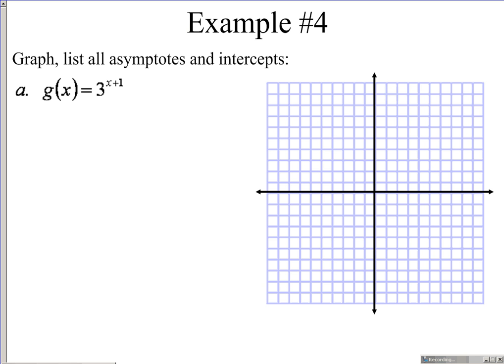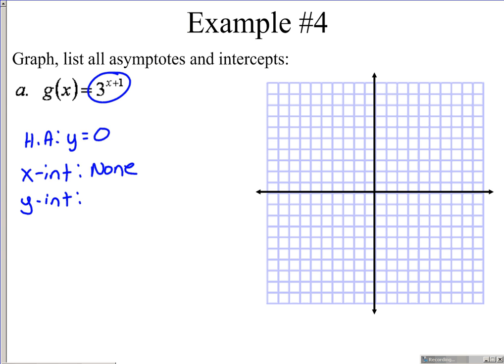Letter A, any exponential all by itself, that whole thing is getting closer and closer to 0. So we have a horizontal asymptote still at y equals 0. X-intercept, that is never going to equal 0. So again, there is no x-intercept. Y-intercept, plug in 0 for x. We put 0 in for x. We get 3 to the first power, which is 3.